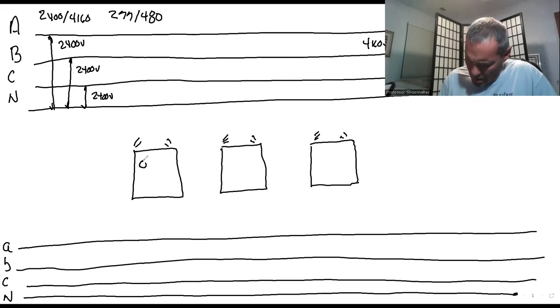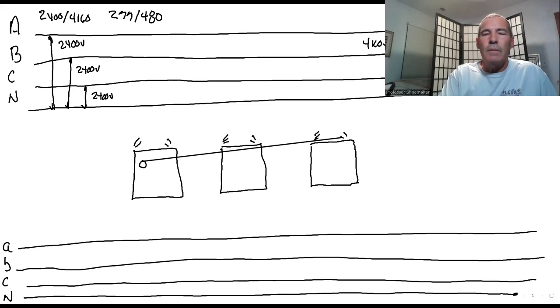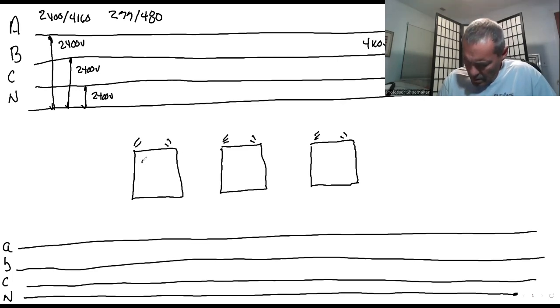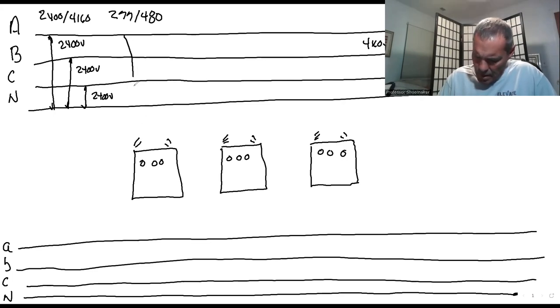Draw my bushings in. One, two, three, one, two, three, and one, two, three. All right, I've got three transformers, so I'm going to use all three phases. A, B, and oops, I did that wrong, didn't I? I drew two A's, I've got to get rid of that.